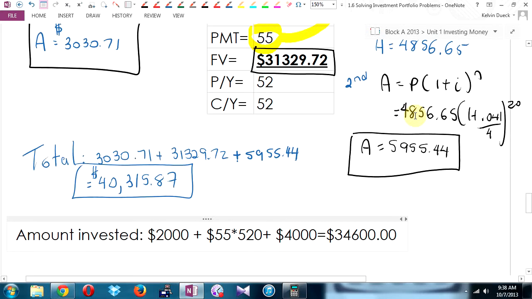Brooke, you're right. How much did he invest? Careful. How much did he end up with? $40,315.87. How much did he invest? That much. Hey, how much interest did he earn? How can we figure that out?